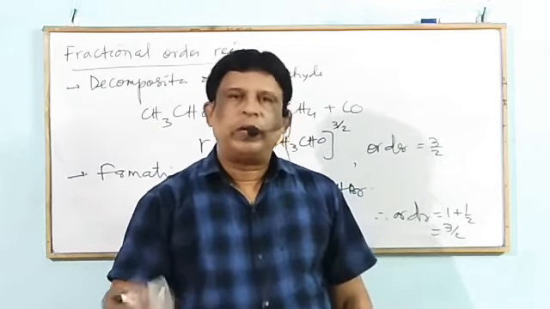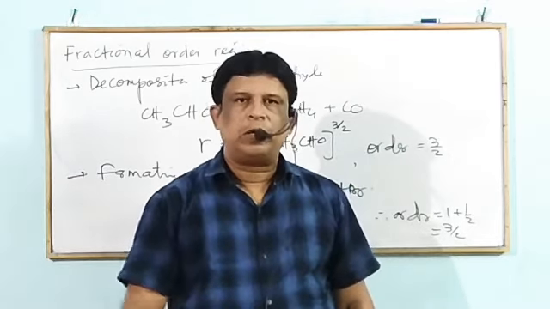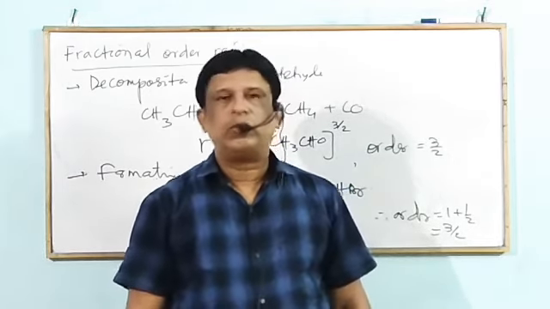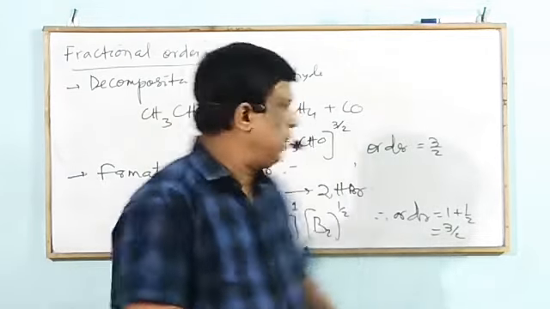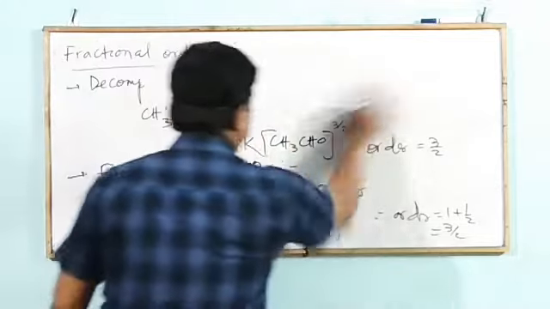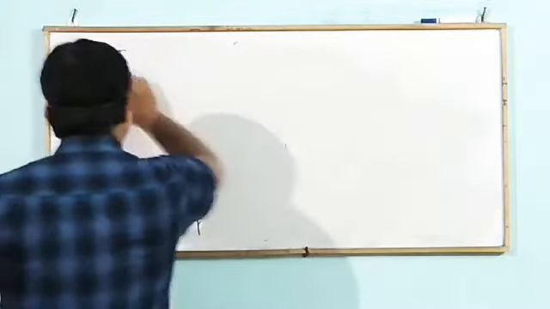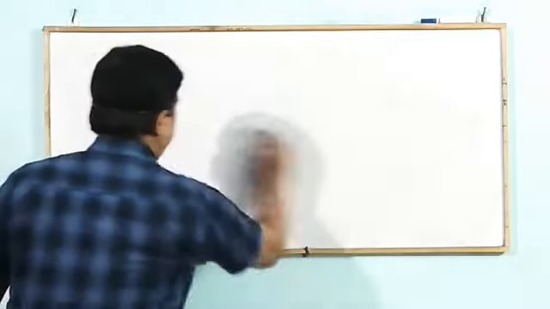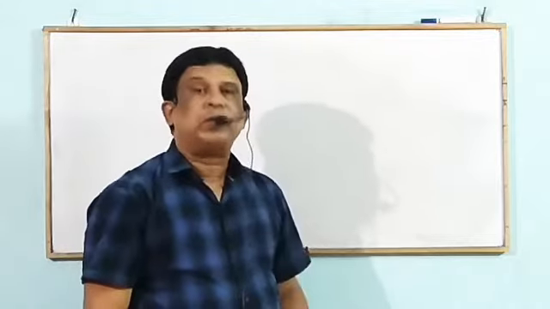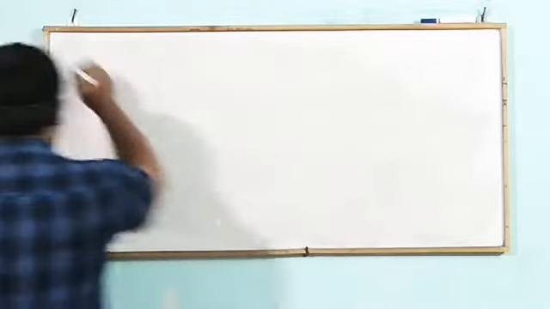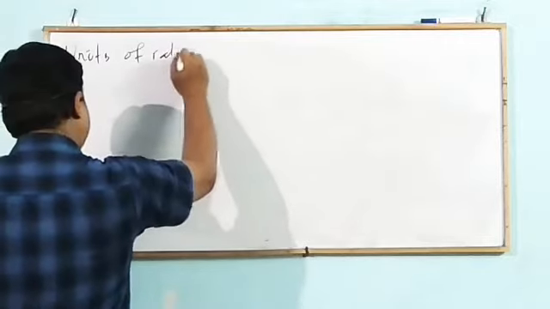So, what is order of reaction? Characteristics of order of reaction, types of order of reaction. Then we go through the unit of rate constant. Next, we discuss the unit of rate constant. As we already covered, the unit of rate constant depends upon the order of reaction.